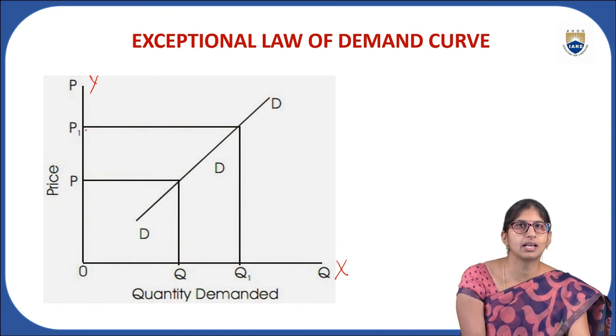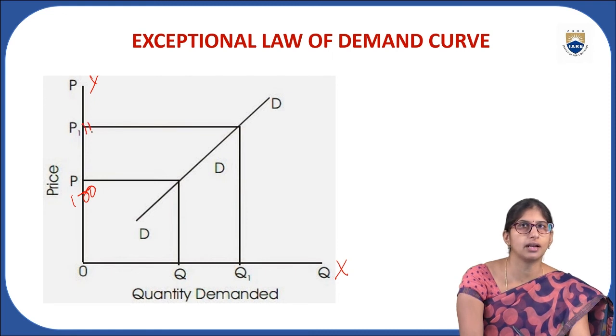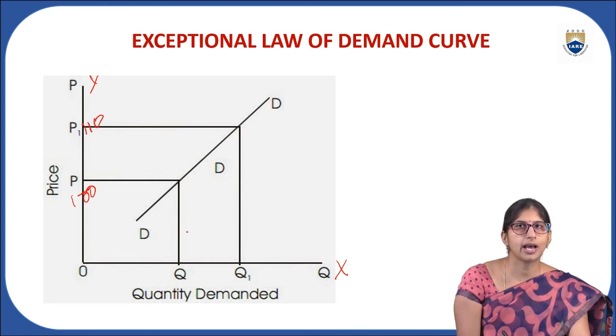If the price has increased to P1, for example, if the price is 100 here, and when the price has increased to 110 rupees, what should happen actually? The quantity demanded has to be reduced as per the law of demand. But because it is an exception to the law of demand, when the price has increased to 110 rupees, let us say here the quantity demanded is also 110 units. So here the price is 110 and the quantity demanded is also 110.